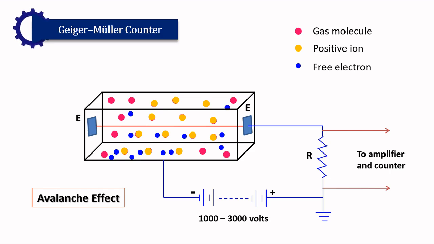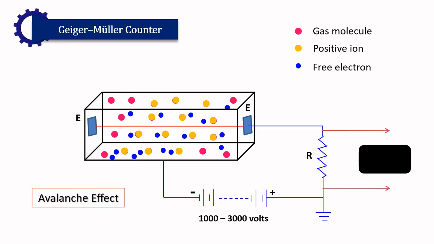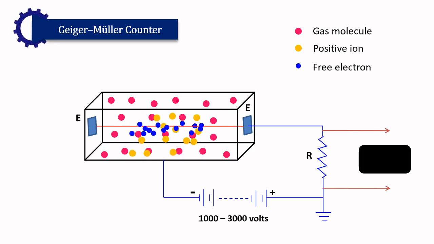The positive ions move towards the chamber while the free electrons move towards the central wire. The flow in the circuit makes a potential drop across the resistor that leads to a small current pulse in the counter. This is amplified by an electronic circuit and made to operate a counter. In this way, a single particle can be registered.